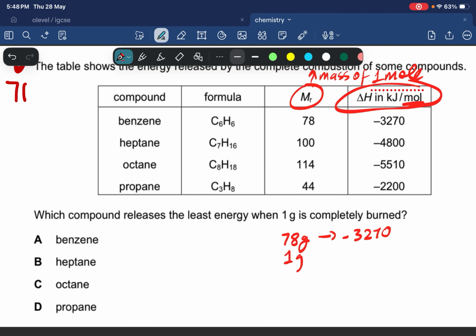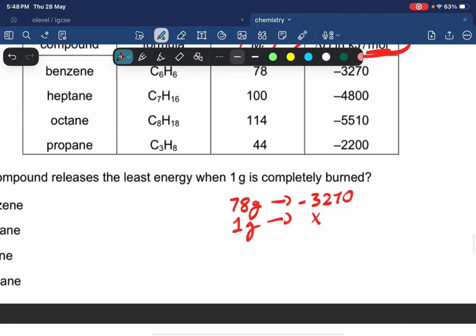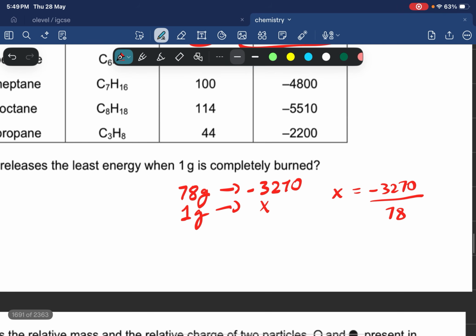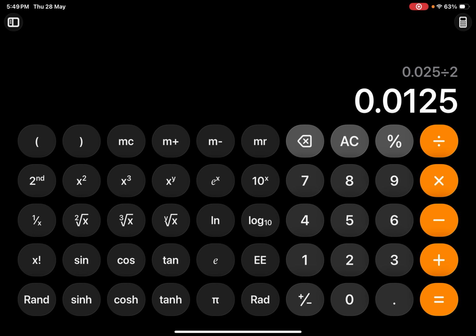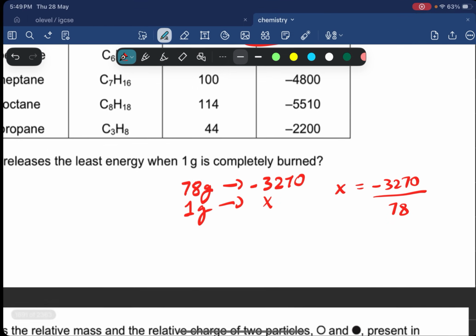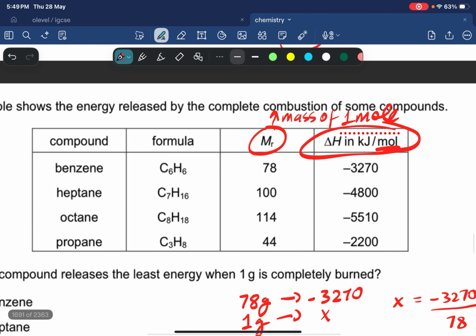So 1 gram will release X amount of energy. I'm doing it for benzene first. X equals negative 3270 divided by 78. 3270 divided by 78 gives me 41.9. So this is going to release 41.9 per 1 gram.